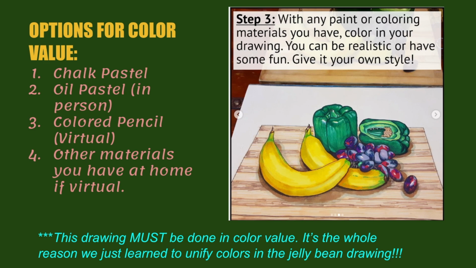The third thing that you want to do is you're going to create color value in your still life. This particular example is using the exact colors of the objects in that still life. You do not have to do a polychromatic still life. What that means is using many colors. You could do a monochromatic version if you wanted to. You could do a complementary version if you wanted to, an analogous version.